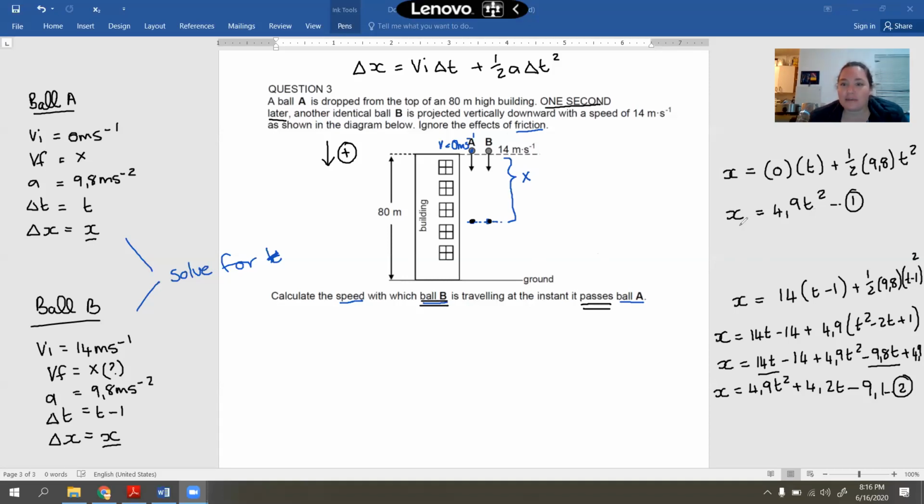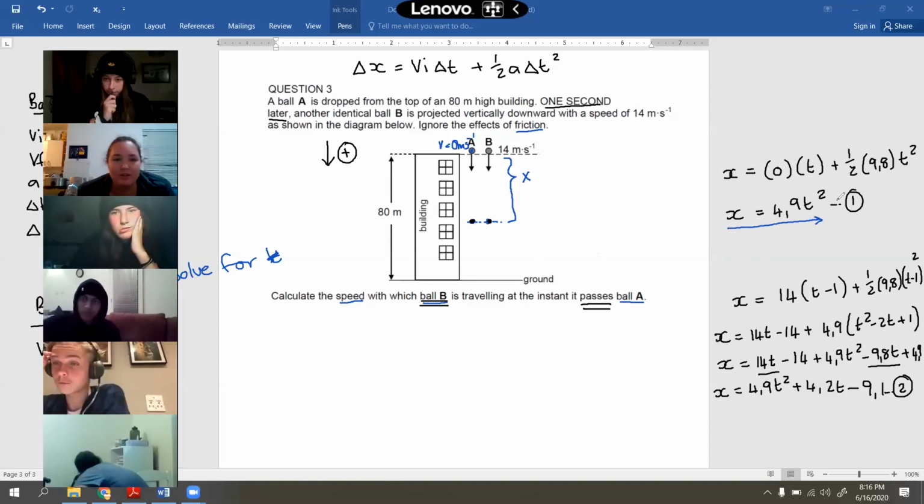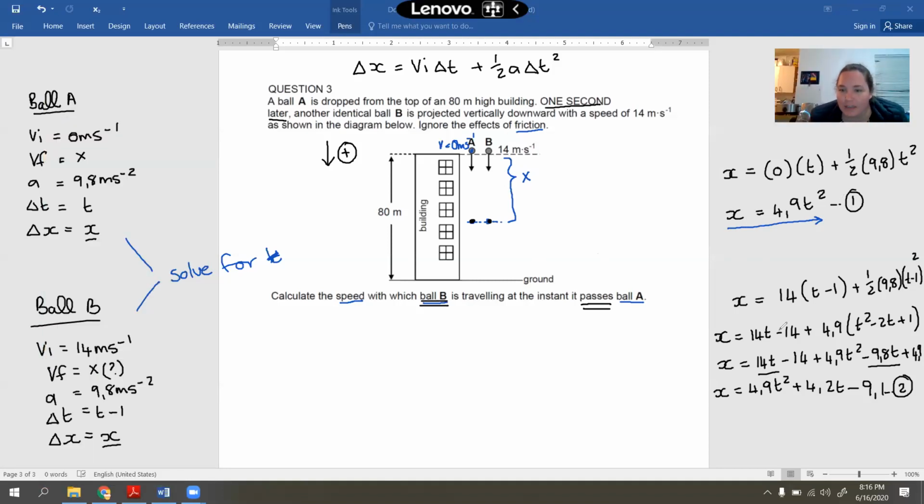Okay, so can I double check? Did everybody get that for their first equation? So x is equal to 4.9 t squared. Okay, some of you did. That's fantastic. And then the next question was a little bit nastier because you had x, same displacement, but now it's 14 times t minus 1 plus a half times 9.8 times t minus 1 squared.